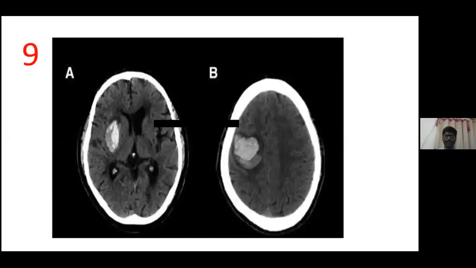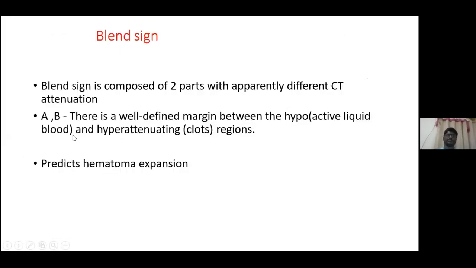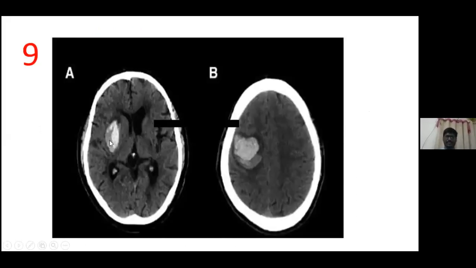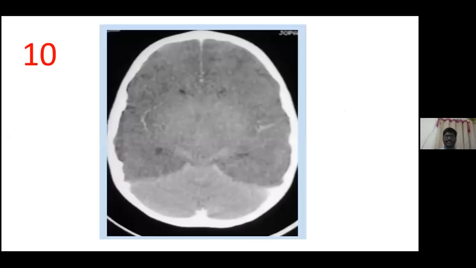Okay. So this is the blend sign. This is the CT image, you are able to appreciate the hyperdensity and also hypodensity in one image. This is the blend sign, which is classic of hematoma expansion. Okay, blend sign, it has two parts, as I already mentioned. One is the hyperdense, which closely merges with the hypodense. This is expanding hematoma. Okay, blend sign.